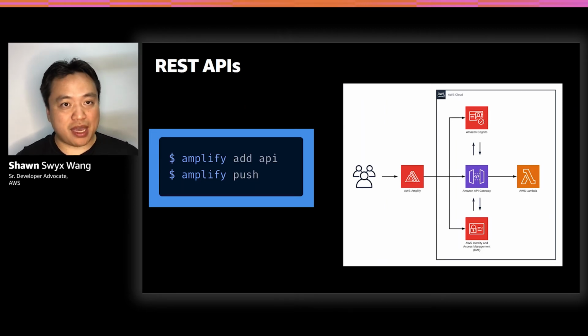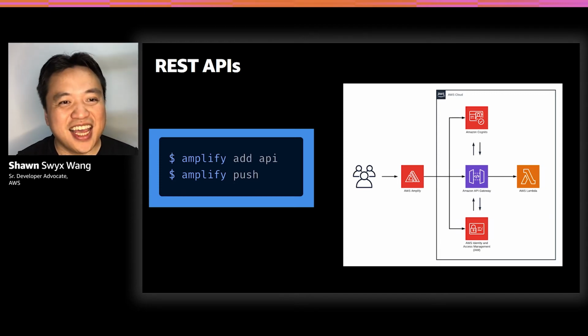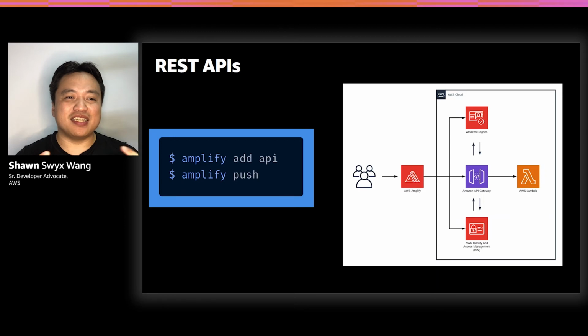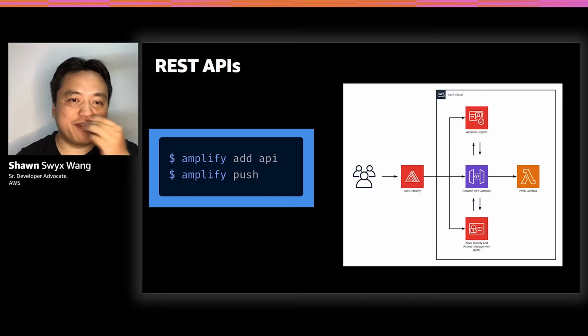All right, let's talk about APIs. We do want to add APIs to your project to do anything interesting. And so APIs, that's a category in itself. Again, we offer two options. We offer REST and GraphQL API categories, and it's the same workflow: Amplify add category, Amplify push to deploy to production. And there are a few versions of this.